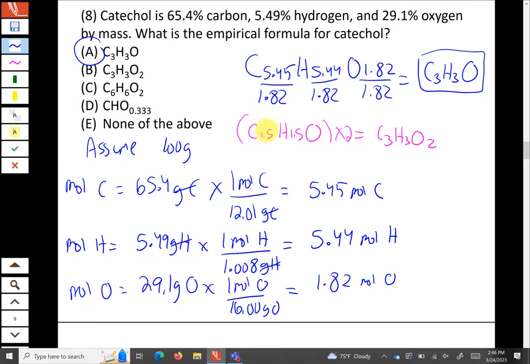Don't do too much rounding, and if after this normalization step you have one or more of your subscripts being pretty far away from a whole number, then you're going to want to find a small factor you can multiply everything by. All three of these have to get multiplied by the same number to keep the ratio the same. If it's 0.25 or 0.75, you're going to multiply by 4. If it's 0.33 or 0.67, multiply by 3. 0.5, multiply by 2, to get rid of those decimals and get them to whole numbers without doing too much rounding. All right, any questions on that?